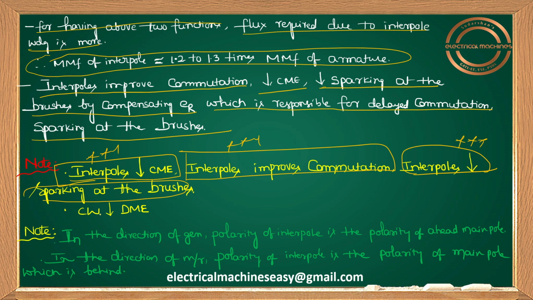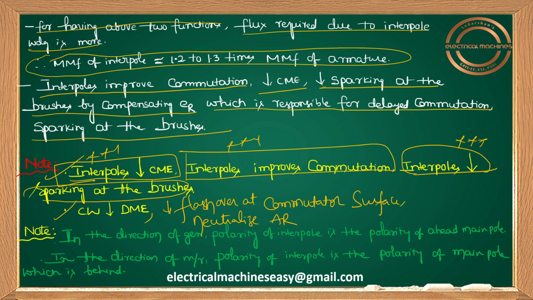And what about the compensating winding, which we discussed in the previous videos? Compensating winding reduces the cross magnetic effect. Compensating winding reduces flashover at the commutator surface. And one more thing: compensating winding neutralizes armature reaction.